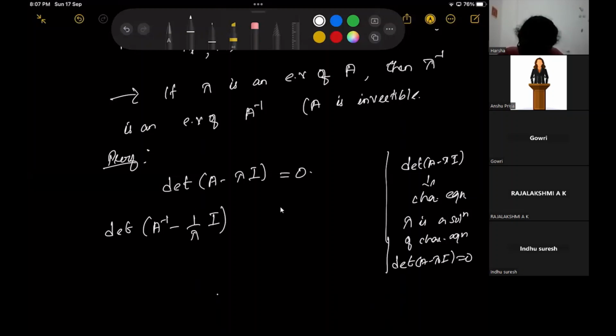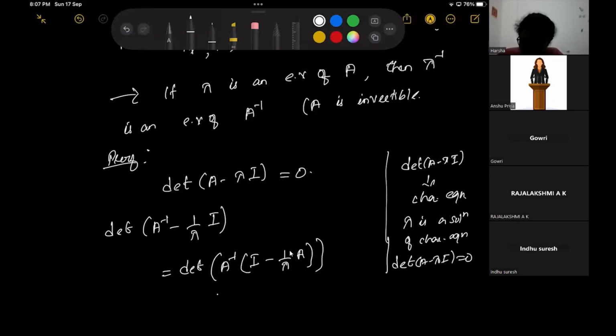So what we will do is use the properties of determinant. We take A inverse outside, so we get I minus 1 by lambda A. Here I can write it as A inverse into A, and I am taking that A inverse outside.